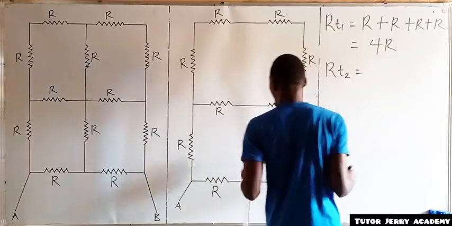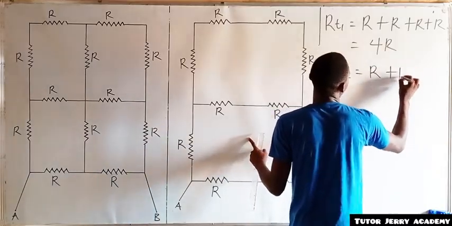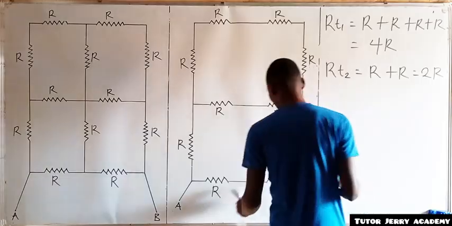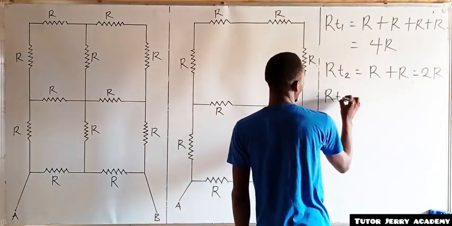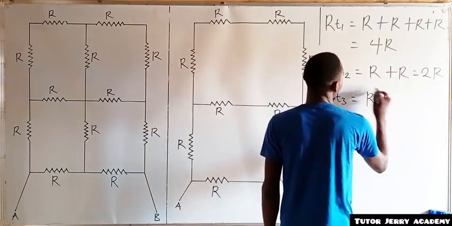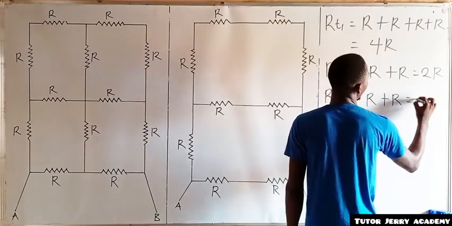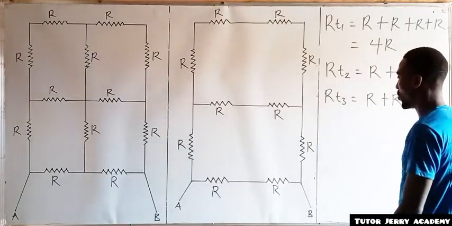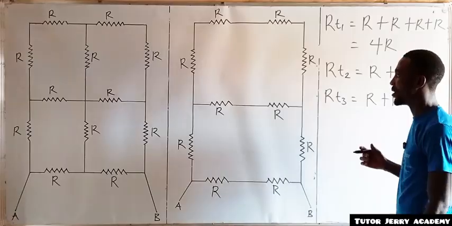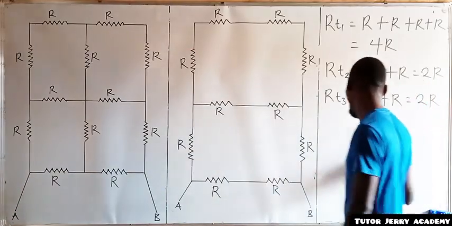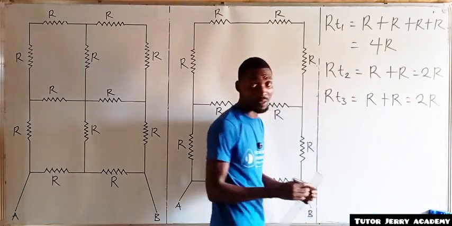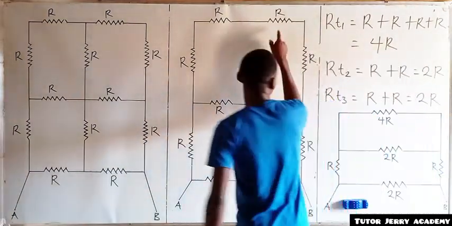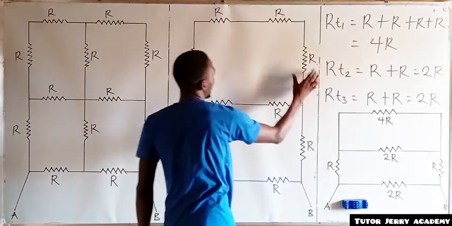This and this, let's take it to be RT2. They are in series, so it's R plus R, which gives us 2R. This and this again, let's take it to be RT3. So R plus R gives us 2R. So that's what we are going to have. Now we can redraw the circuit. So you can see here is our diagram. R plus R plus R plus R is 4R.